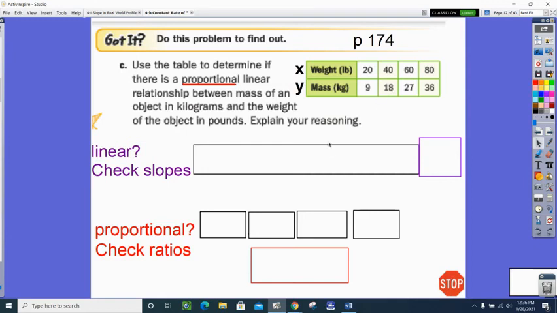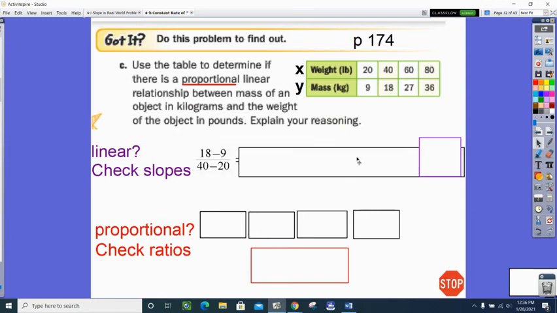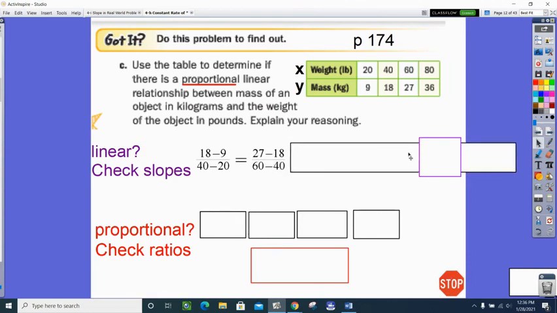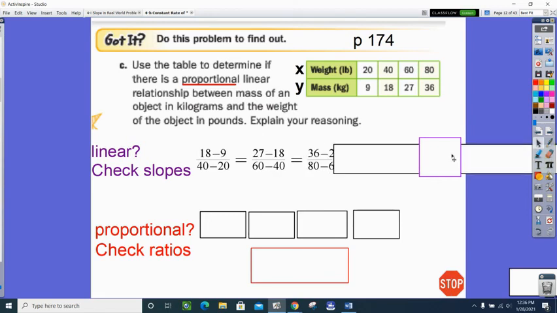All right, so 18 minus 9 over 40 minus 20. Does that equal 27 minus 18 over 60 minus 40? Does that equal 36 minus 27 over 80 minus 60? So this would be the first slope, and you're going to get 9 over 20. I haven't made it a unit rate, but right now I'm just checking to see if it's linear.